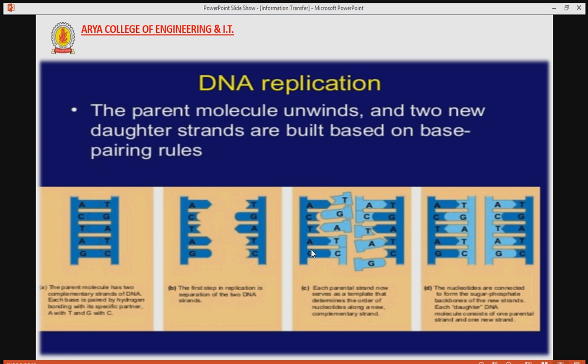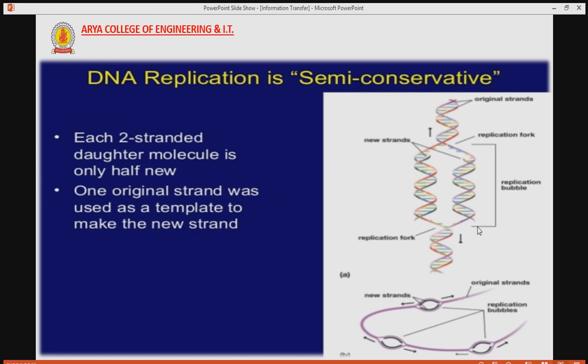and then each parental strand now serves as a template that determines the nucleotides along a new complementary strand, and now the nucleotides are connected to form the sugar phosphate backbone of the new strand. Each daughter DNA molecule consists of one parental strand and one new strand. We can see here from the figure, one is the parental strand and one is the new strand, and then we get two DNA from one DNA, that is called the replication process.